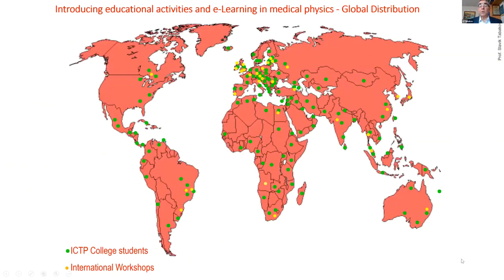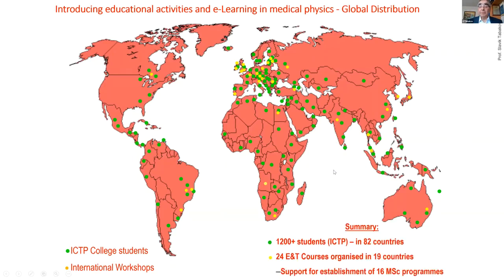These are places around the world where we spread e-learning through the ICTP College on Medical Physics. These are over 80 countries around the world. And also we made a number of seminars and courses on using e-learning, shown by the green dots and the yellow dots. So all in all, about 1,200 students from ICTP from 82 countries received e-learning materials, and we are giving everyone a full set of lecture materials for one full course with ready visuals, etc., and they can just adapt them in their own country.